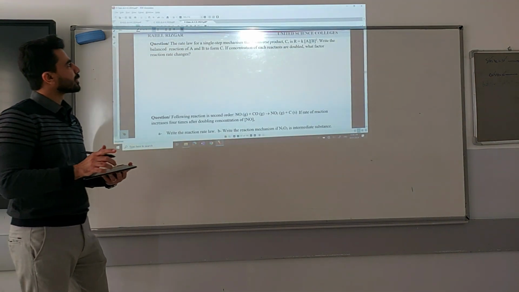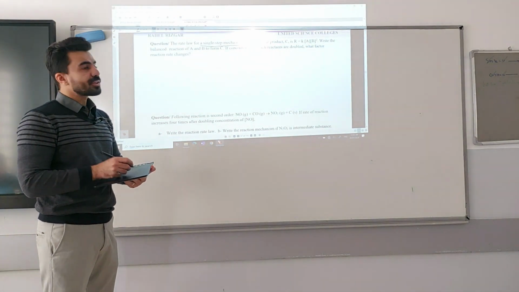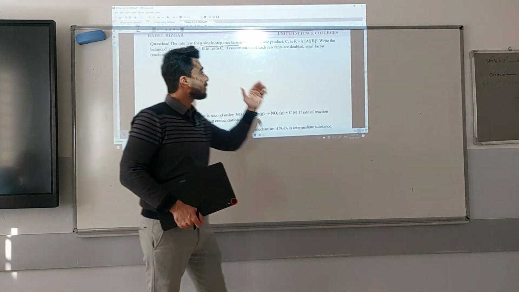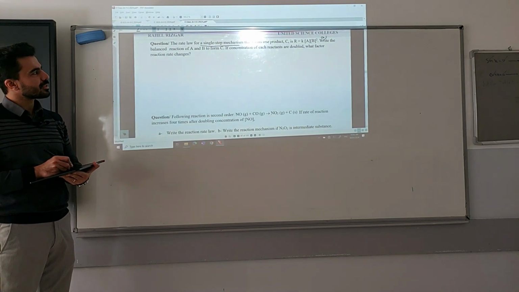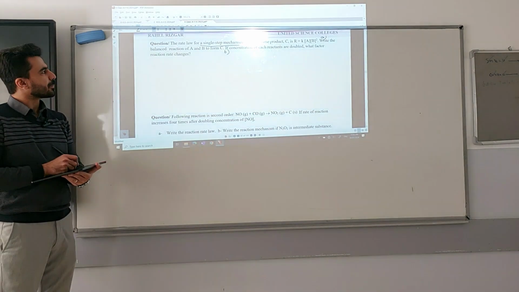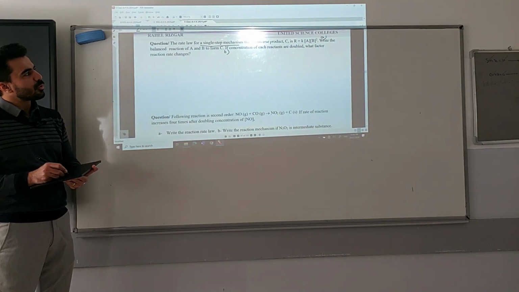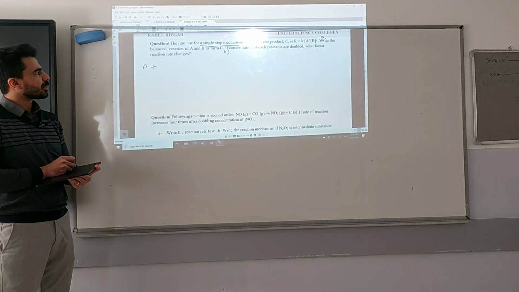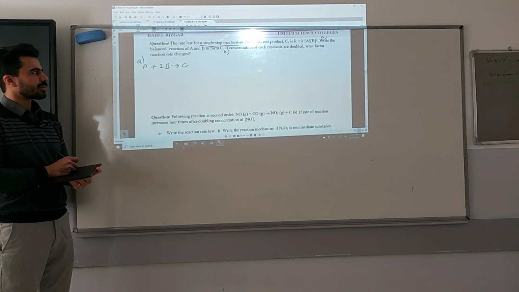Now, again, another question. The rate law for a single step mechanism. Again, one step. But this time, instead of the reaction, the rate law is given, and it says find the reaction. So this is A, let's say this is B. For A, write the balanced reaction of A and B. The power of A is 1, so its coefficient must be 1. So A plus 2B becomes C. That's A.